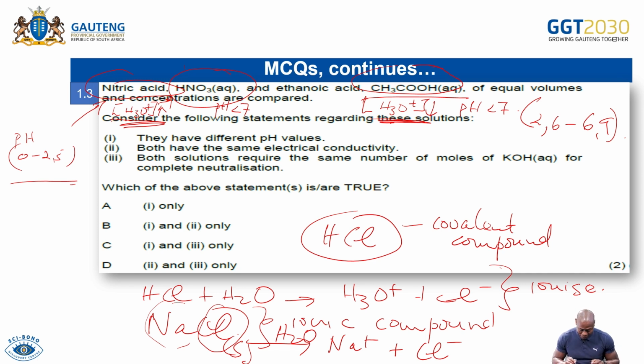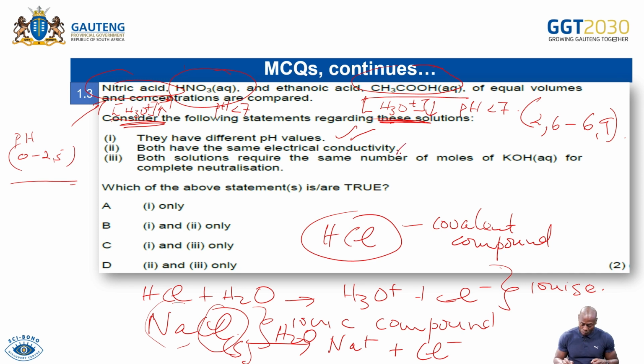So when it comes to Roman figure 1, they have different pH values. That is true. We're expecting them to have different pH values. Yes, the pH should be less than 7, but the pH cannot be the same. Why am I saying the pH cannot be the same? It's because it's a strong acid versus a weak acid. Strong acid, high concentration of hydronium ions in that solution, which makes the pH low, right? And then weak acid, low concentration of hydronium ions in that solution, which makes the pH high, but still less than 7. So I accept Roman figure 1. They have different pH values. All right. Both have the same electrical conductivity.